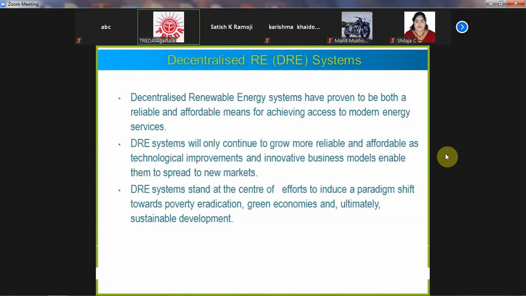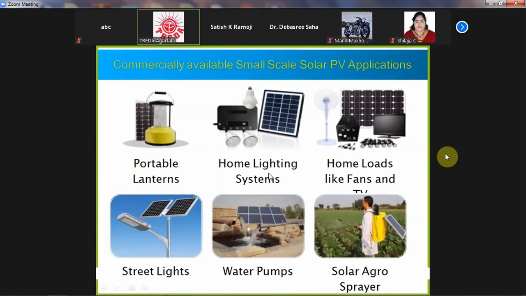And also the system stands for a center of effort, addressing poverty, education and the green economy, and ultimately sustainable development. This type of system is available commercially in our market for use in rural areas: portable lanterns, home light systems, street lights, and some agro applications. We can use these, and solar pumping systems.